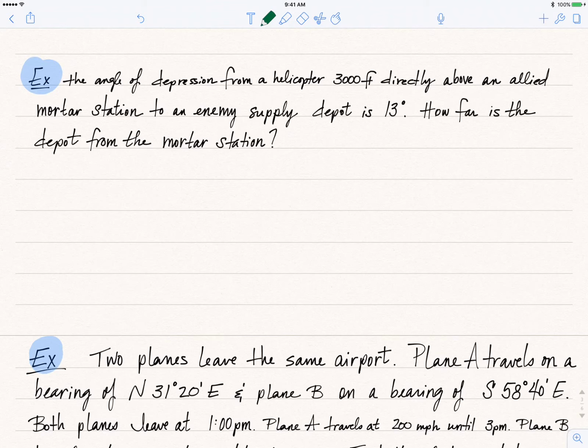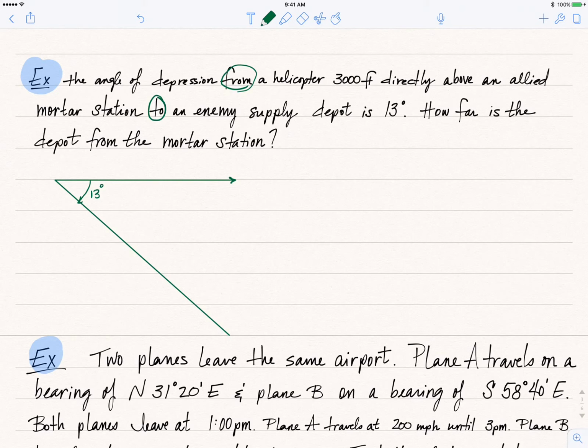The angle of depression from a helicopter, 3,000 feet directly above an Allied mortar station, to an enemy supply depot is 13 degrees. Now, let's just start with that sentence. Since it's an angle of depression, I automatically know that I'm starting at the horizontal. That's going to be the very first thing I draw, my horizontal. And I know that my angle of depression is going to go down because that's what an angle of depression does. So according to this, my angle of depression is 13 degrees.